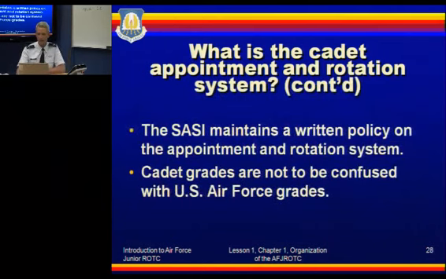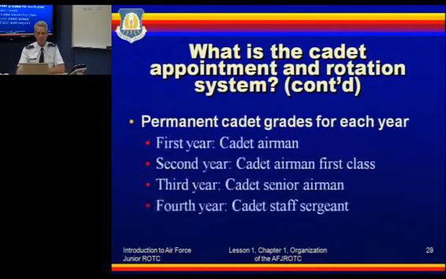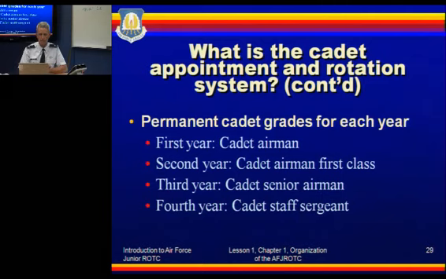We have a written policy on appointment and rotation. That's part of a cadet handbook, which you'll be covering also this year. And cadet grades, we never call them Major Johnson. It's Cadet Major Johnson. That's the proper protocol. You can see these type of grades. This is very similar to what we do. This is what we do, but we allow you a little more flexibility.